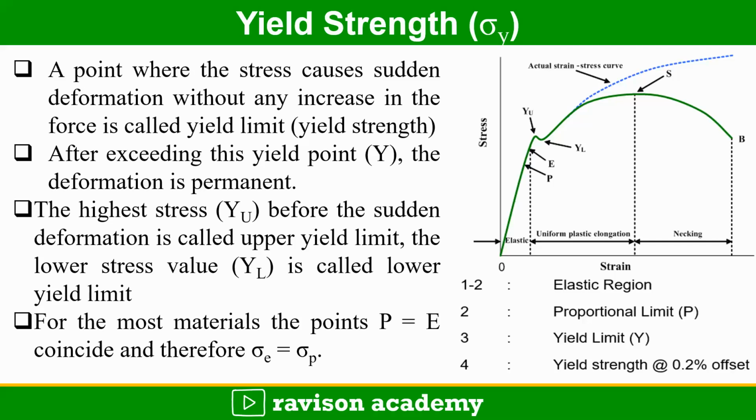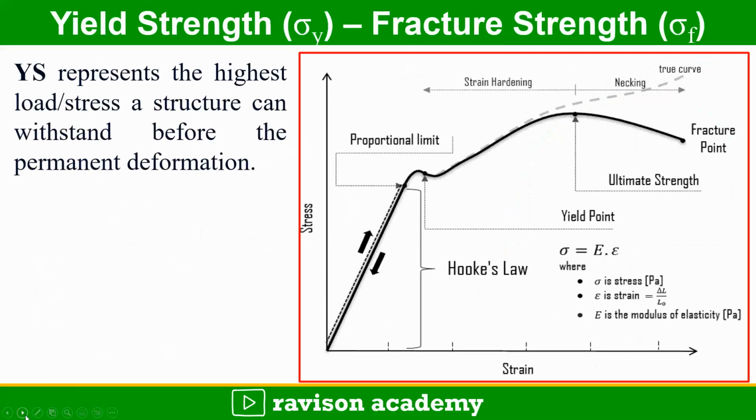The highest stress, that is nothing but upper yield before the sudden deformation. Then the lower stress value, that is the lower yield, represented by YL. So for most of the materials, the point P and E will be equal. That is nothing but sigma E is equal to sigma P. Yield level is equal to elastic point. So this yield strength represents the highest stress that a structure can withstand before the plastic deformation.